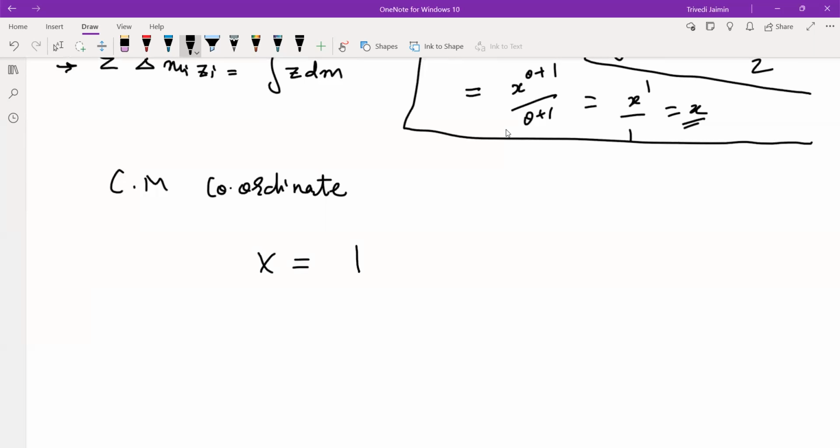So for x, it is 1 by m integration of x dm. Same for y, 1 by m integration of y dm.